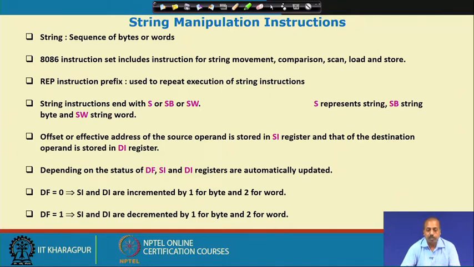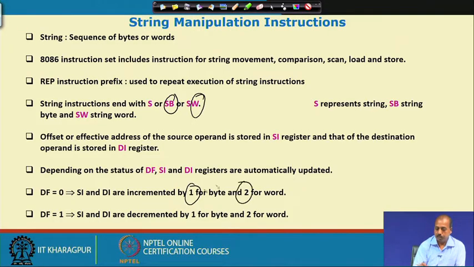The offset or effective address of the source operand is stored in the SI register and the destination is in the DI register. Depending upon the direction flag DF, the SI and DI values will be updated. If DF is 0, SI and DI will be incremented by 1 for byte and 2 for word. If the instruction ends with B, it will be incremented by 1. If it ends with W, it will be incremented by 2. On the other hand, if DF equal to 1, they will be decremented by 1 or 2. So, that way we have got the string manipulation instructions.